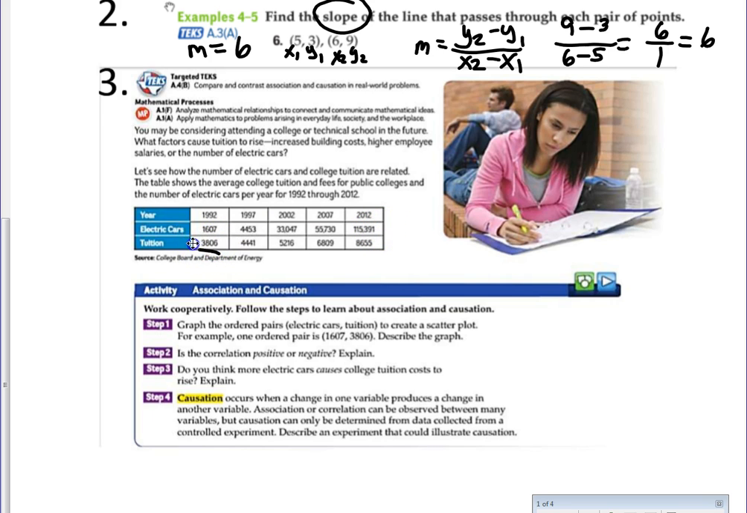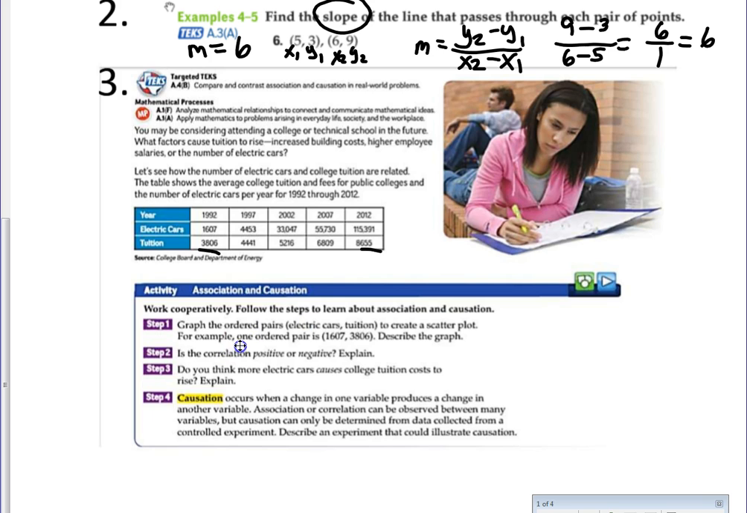So tuition went from 3,806 to 8,655. And if you look again, you can see that it goes steadily up. Now, would that actually be a correlation, or would that actually be a causation?